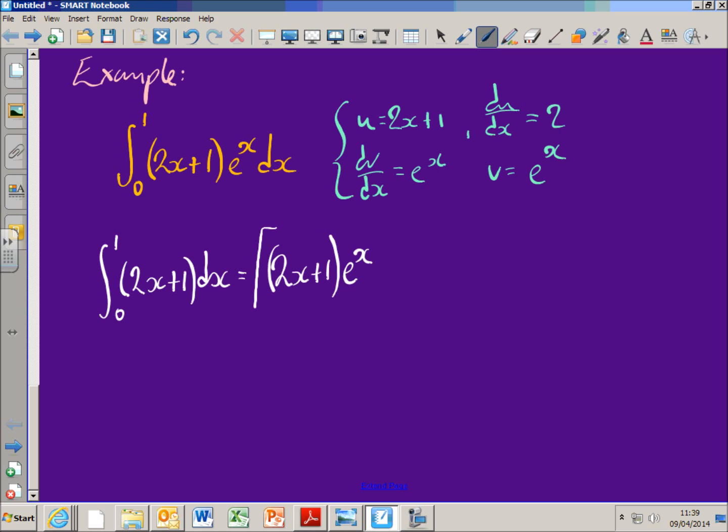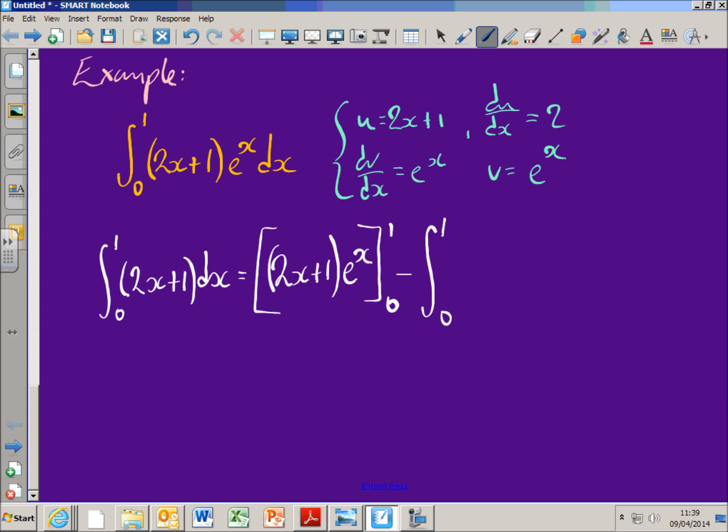So I'll put this bit in a box. I didn't do this on the other one because I didn't have to worry about the limits. I'm going to put this in a box. I can put 1 and 0 on there. That's a 0. And I'm going to remember to sub in 1 and take away when I sub in 0. Okay, so that's the only difference there. Okay, and then I'm still integrating between 1 and 0.